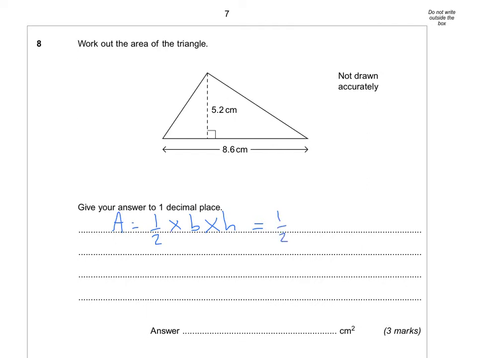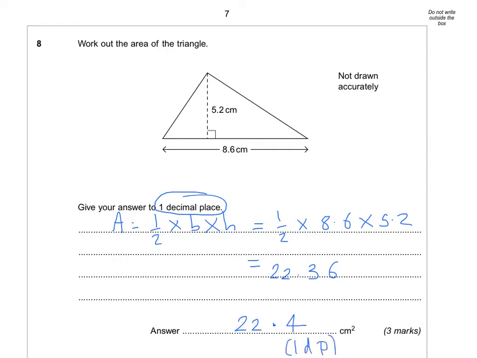So on our calculators we need to do a half multiplied by 8.6 multiplied by 5.2, or multiply 8.6 by 5.2 and then divide by 2, whichever way you want to calculate it. The answer should come out to be 22.36, and ensuring that we give our answer to 1 decimal place, our final answer is 22.4 centimetres squared to 1 dp.